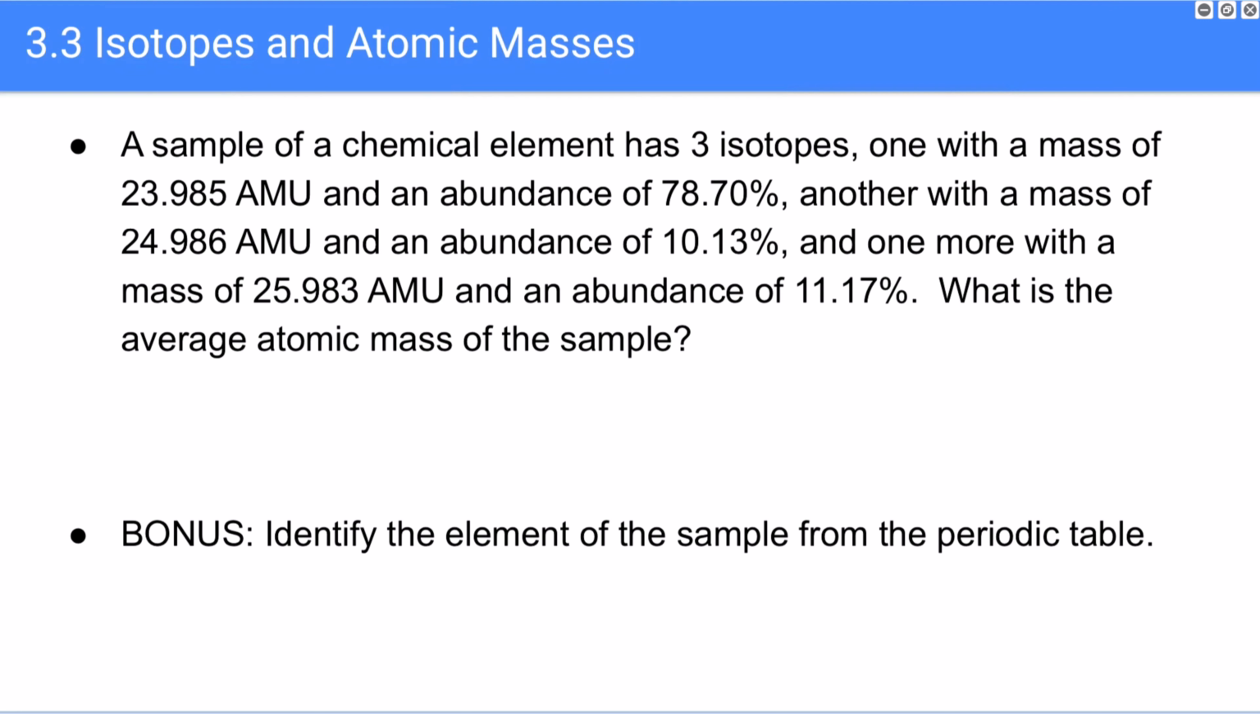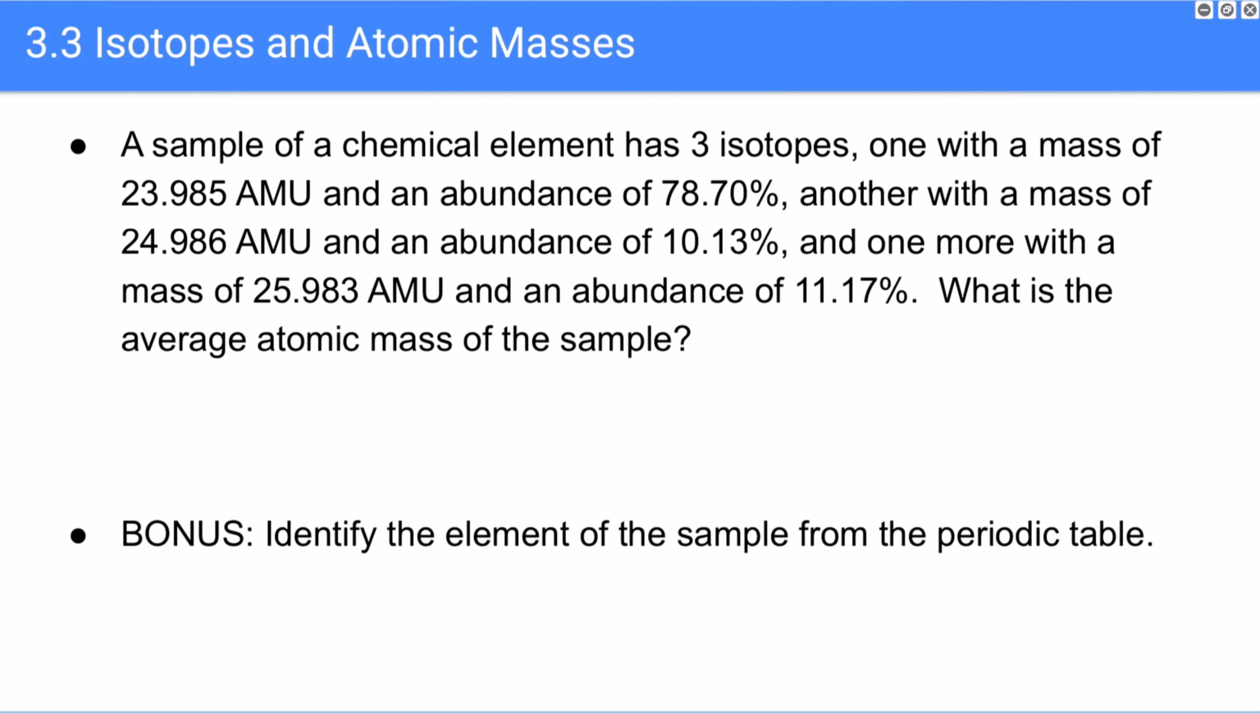All right, so I've got one more practice problem here associated with calculating average atomic mass. So let's take a look and read through this quickly. It says a sample of a chemical element has 3 isotopes, one with a mass of 23.985 AMU and an abundance of 78.70%, another with a mass of 24.986 AMU and an abundance of 10.13, and one more with a mass of 25.983 AMU, and with an abundance of 11.17, and what is the average atomic mass of the sample?